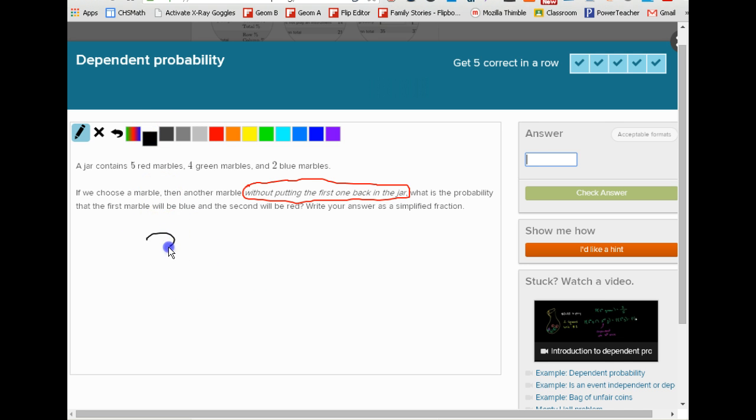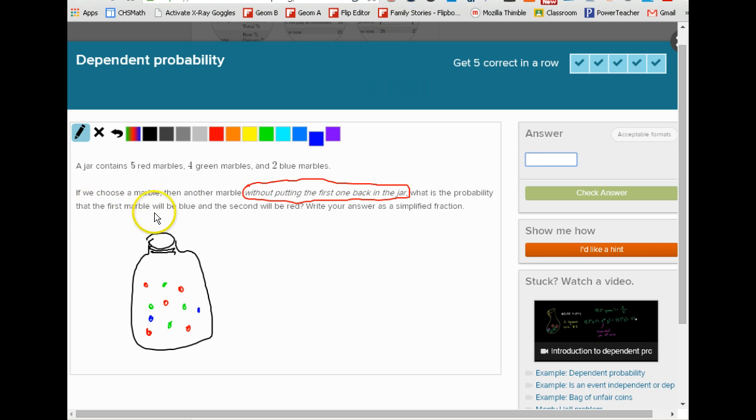Okay, we have a jar. Here we're going to draw my little jar, and it's just so beautiful, my drawing. Now inside you have 5 red marbles, so we have 1, 2, 3, 4, and 5. We have 4 green marbles, so there's 1, 2, 3, and 4. And we have 2 blue marbles, so we have 1 and 2. So now we choose a marble, then we choose another marble, but we don't put the first one back in.